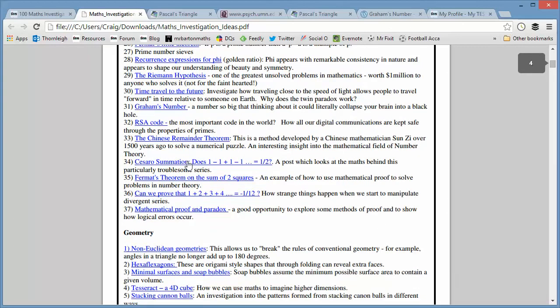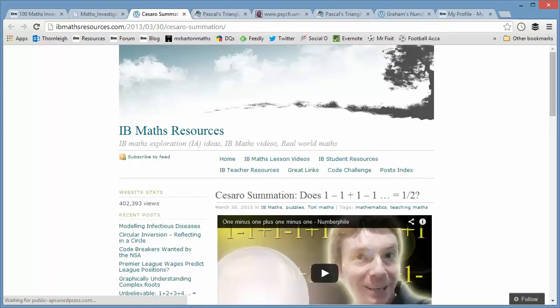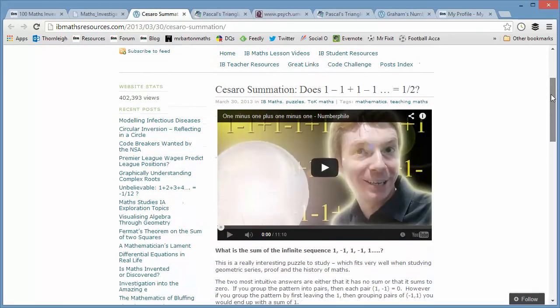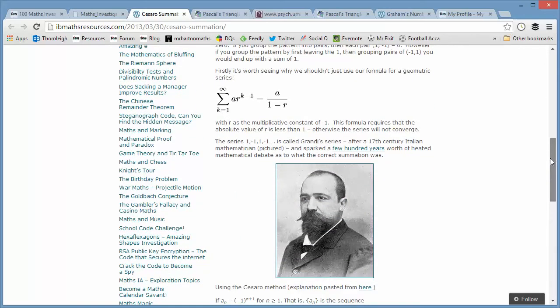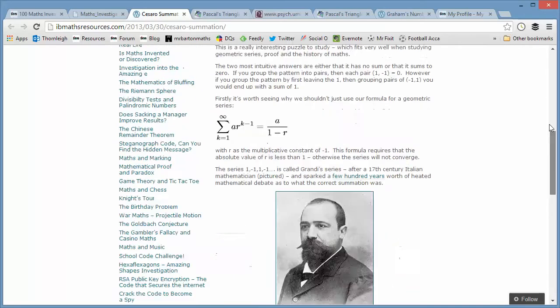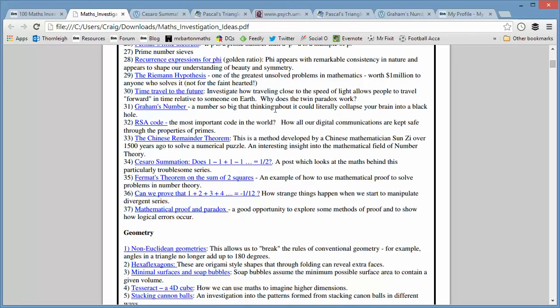And then we get onto things like this here. Does this sum equal a half? Which is an absolutely lovely investigation, and it links to a wonderful Numberphile video on it. And this is what's nice about this, it collates the best of the maths on the web together in a lovely blog, and now it's all in this PDF.